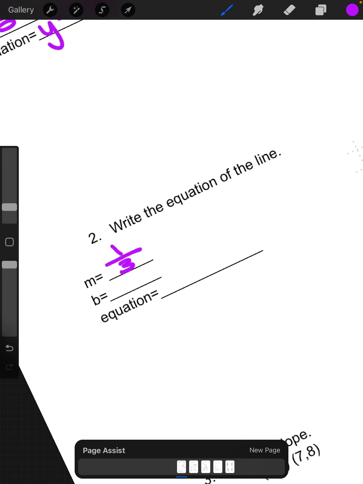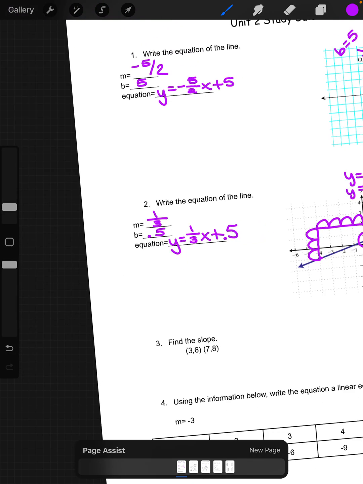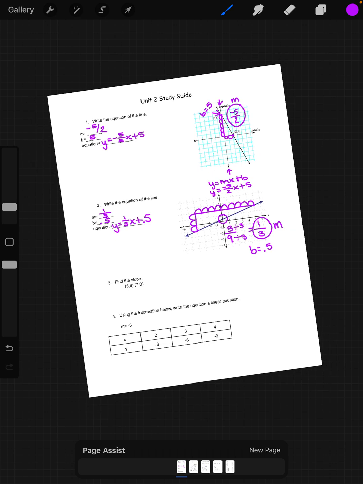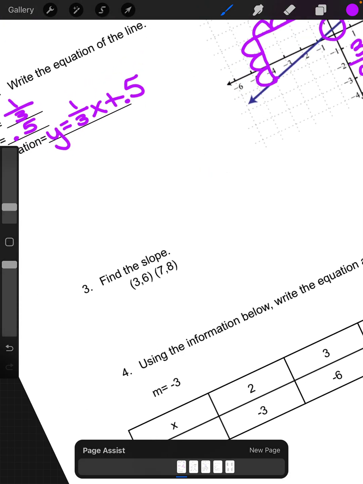So let's come over here and fill in those pieces. So 1/3, 0.5. My equation would be y equals mx plus b. Going with that, I'm going to go y equals 1/3 x plus 0.5. And that is going to give me that line that I just have right here in this graph.